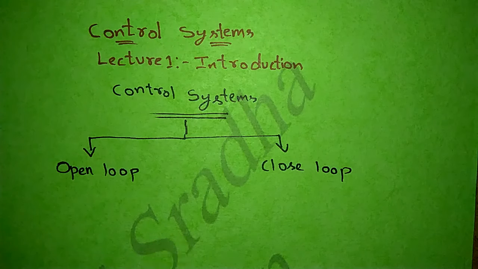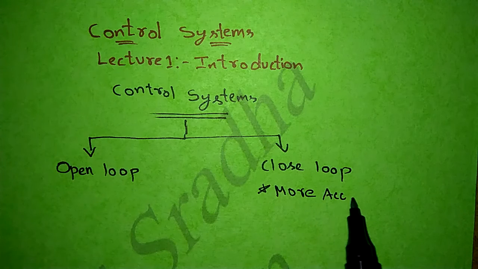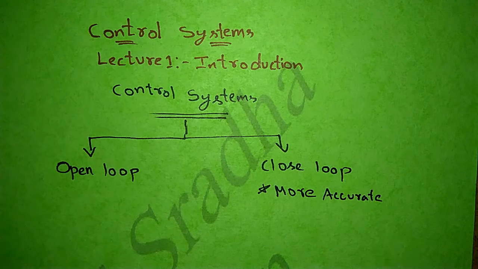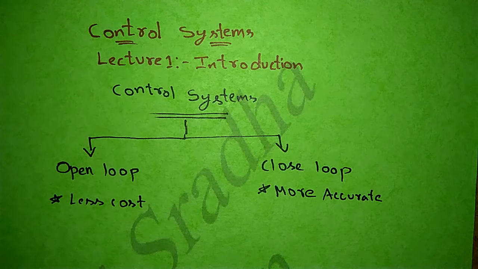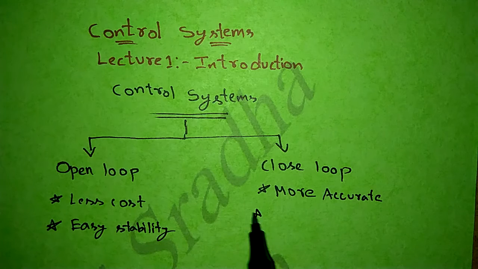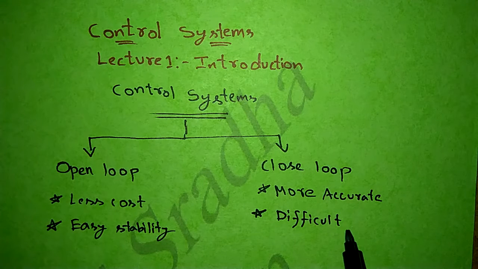By comparing these two, we can say that closed loop is more accurate compared to open loop. But the problem is cost: open loop costs less compared to closed loop. And one more thing is stability. Maintaining stability in open loop is easy, whereas in the case of closed loop, achieving stability is difficult.